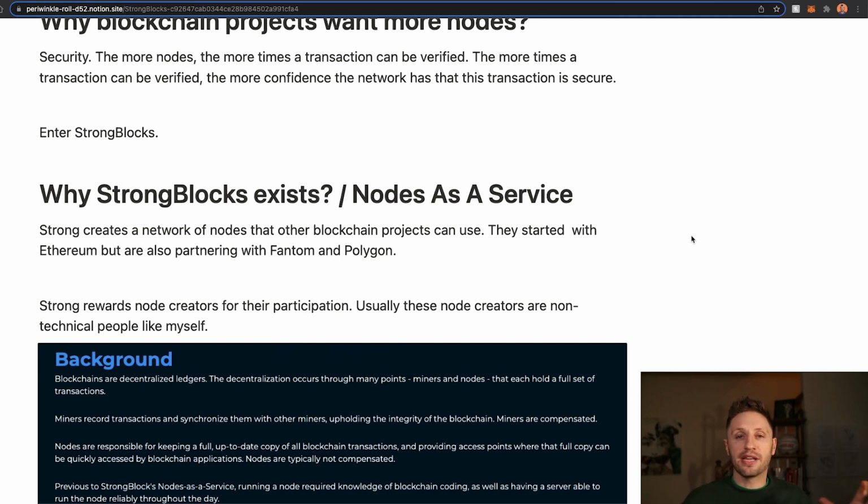They create a network of nodes that other blockchain projects can use. That's their main purpose. You've heard of software as a service or SaaS. This is nodes as a service, or NAS. A little weird, but it works.